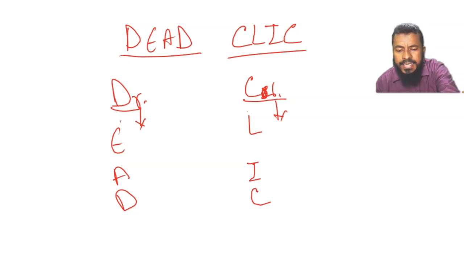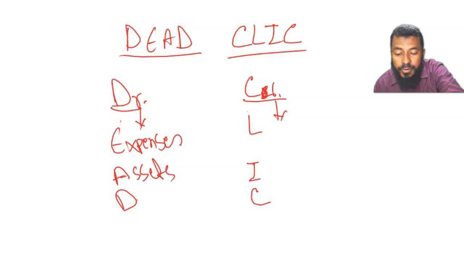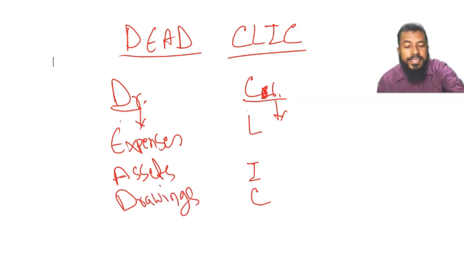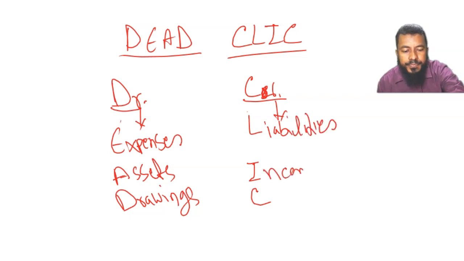CR denotes credit. So the items on the left are debit and the items on the right are credit. D is for expenses, A for assets, D for drawings. These are all your debit items. And CR on the other side: L for liabilities, I for income, C for capital. All these are your credit items.